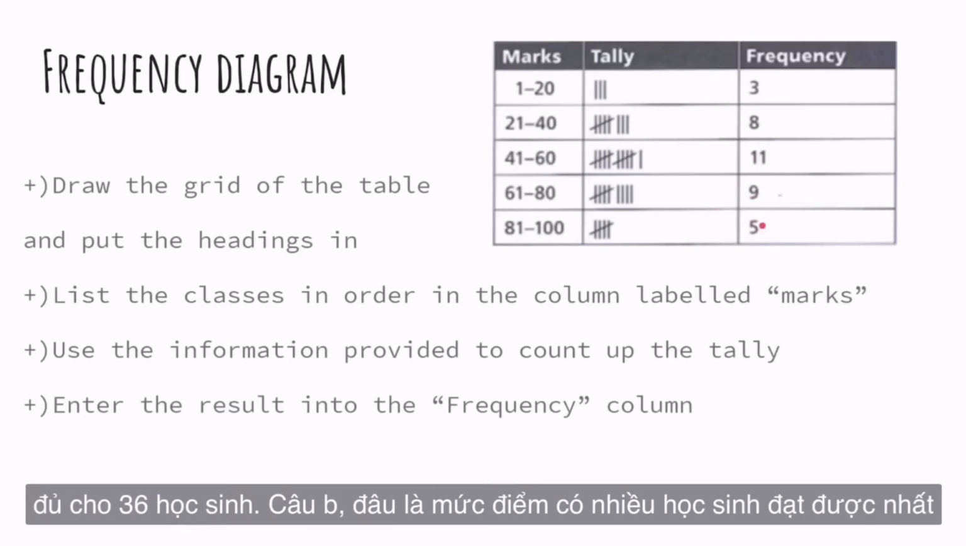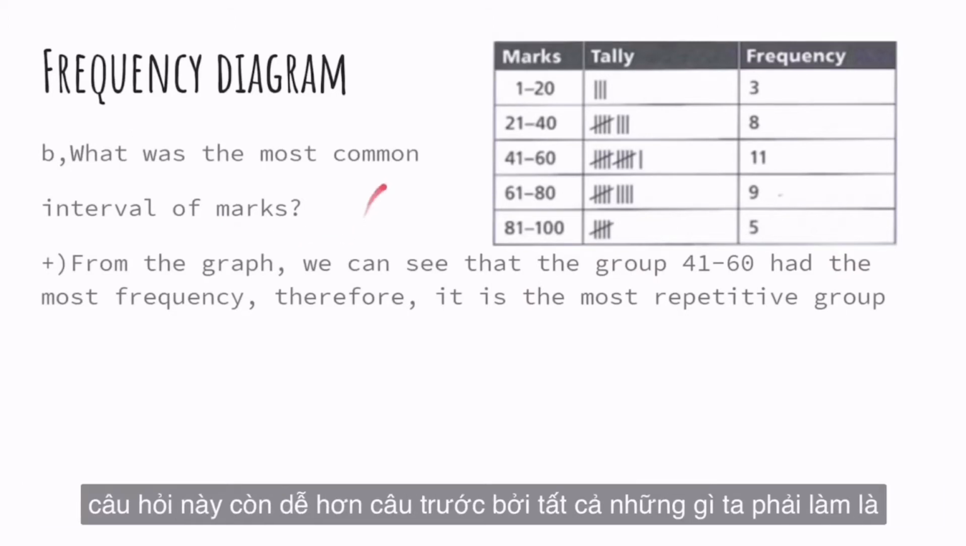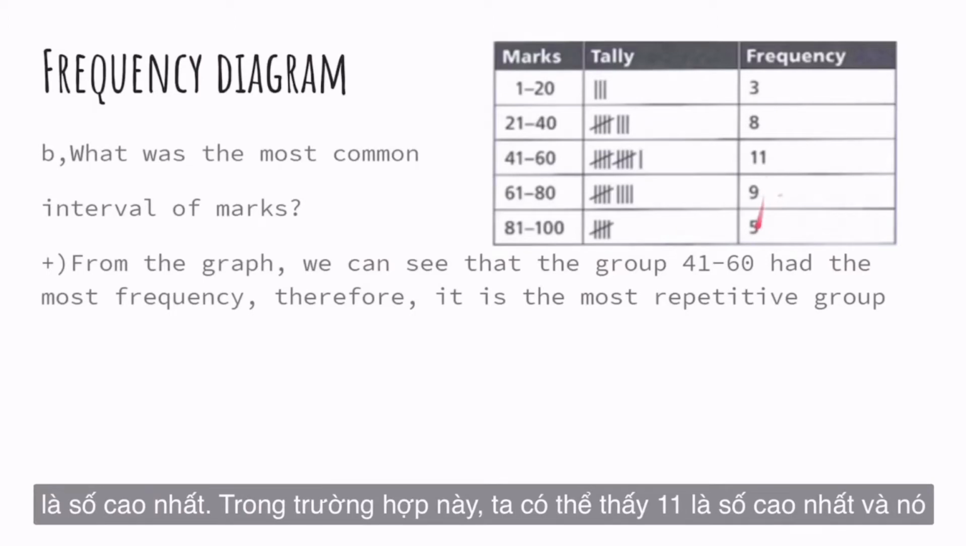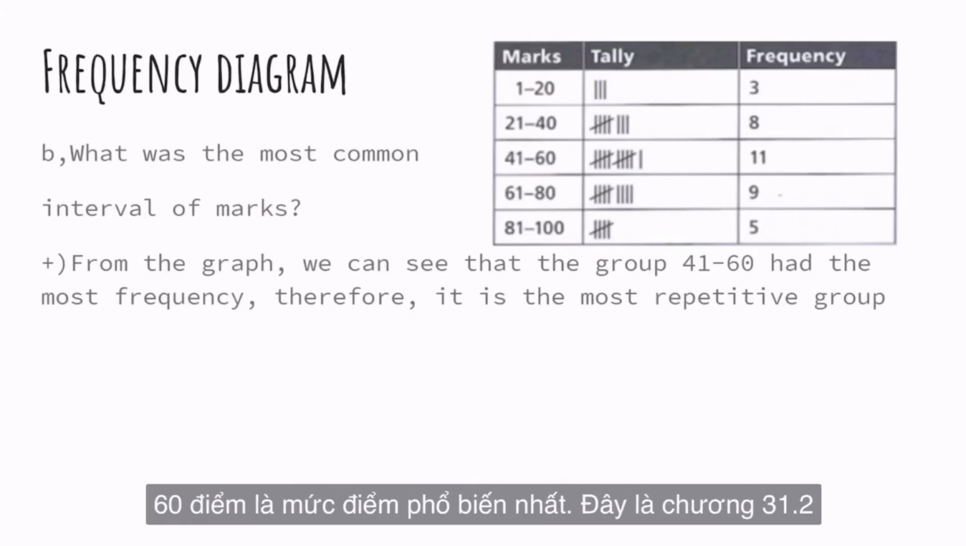Accountable for 36 students. B. What was the most common interval of marks? So this question is even simpler than the first one because all we need to do is go to the third column, the frequency one, and evaluate which one is the highest. In this case, we can see that 11 is the biggest one and it is allocated to the group 41 to 60. Therefore, we can conclude that 41 to 60 is the most common interval of marks.